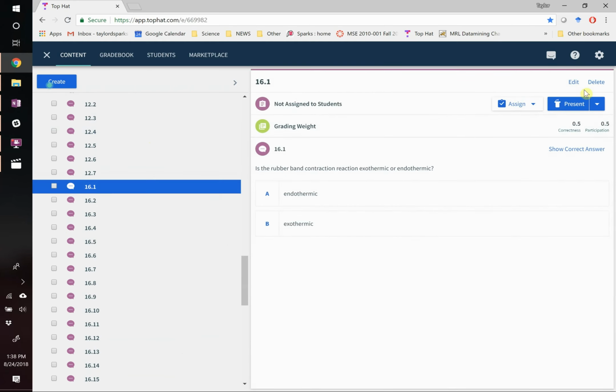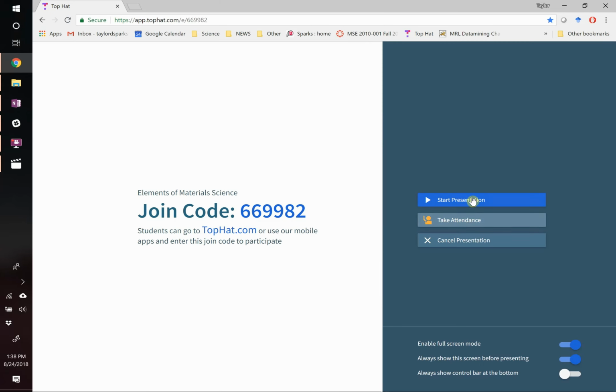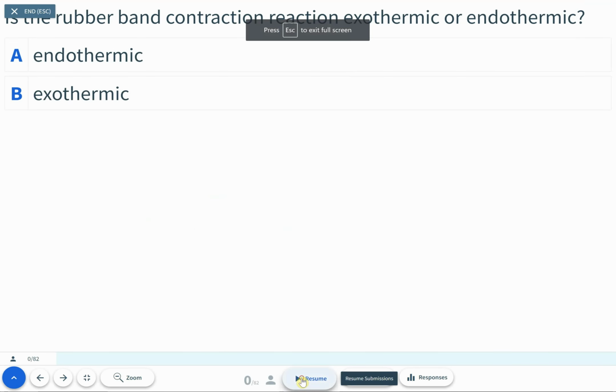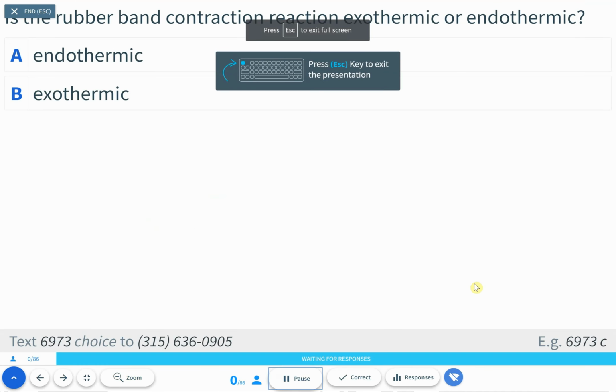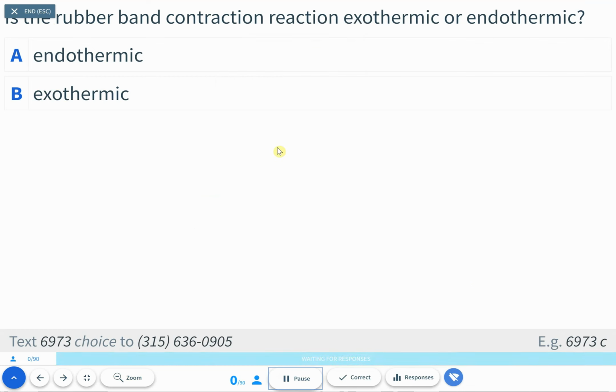So the quiz is as follows. You should be able to answer this first one. The first question says: is a rubber band contraction reaction exothermic or endothermic? So we need somebody to help us out with this.